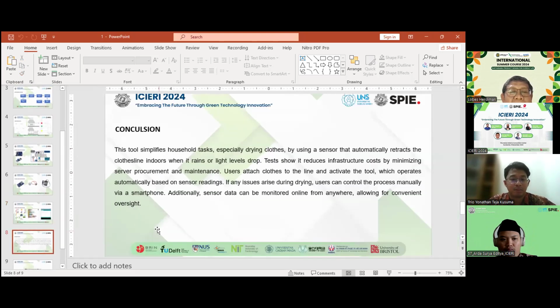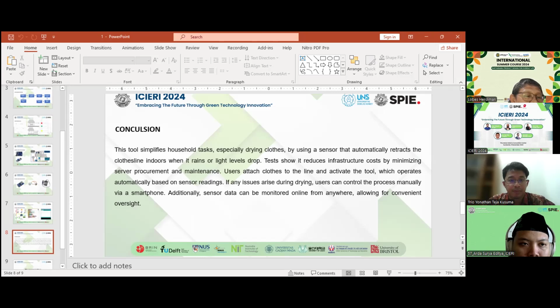Conclusion: this tool is very simple, especially for drying cloth, using a sensor to automatically retrieve the cloth indoors when it rains or the light level drops. A user attaches a cloth to the line and activates the tool with the automatic sensor.